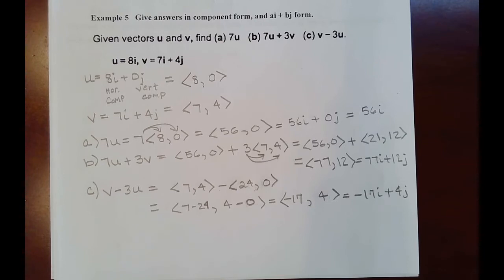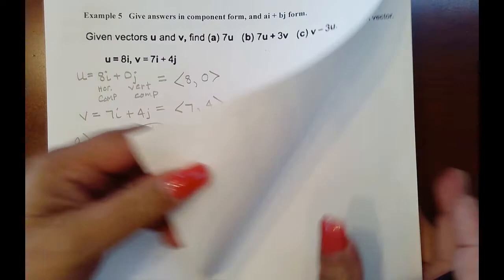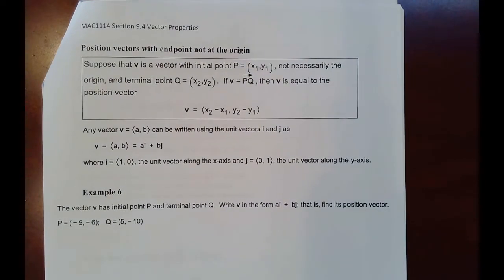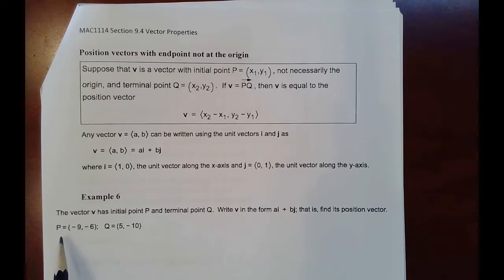Okay, moving on to example 6. In example 6, this time what I wanted you to notice is that you're just being given 2 regular points in the xy plane. Notice that they do not have the symbols that vectors have. So these are not vectors yet, but you're going to turn them into vectors, and that's what this formula up at the top of the page is about. And we're going to use that for example 6. That's what I was referring to.